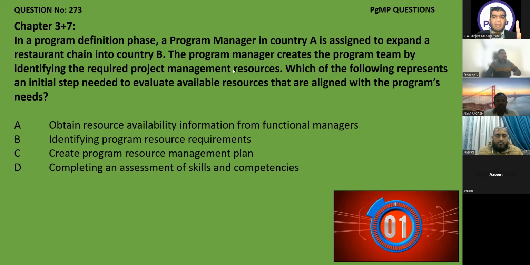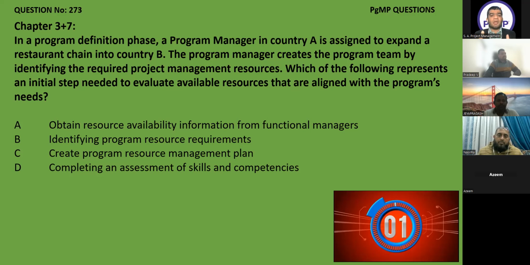But he has already created the project team, so he knows how many resources he needs. Now the question is to evaluate available resources. If we say initial step needed to evaluate available resources, if it was asking how many resources I need, then it would be requirement estimation. But here the resources are available.